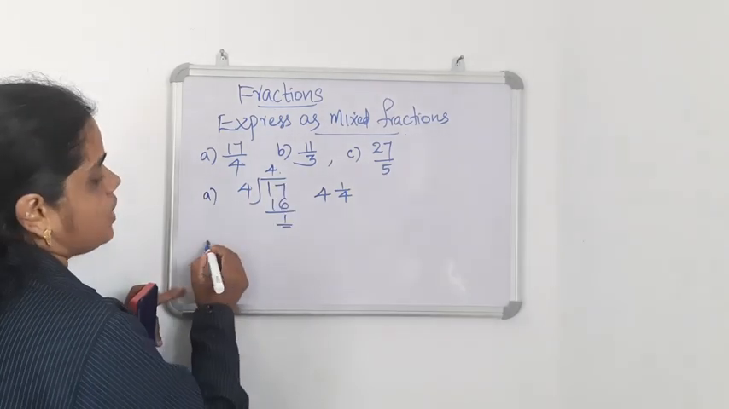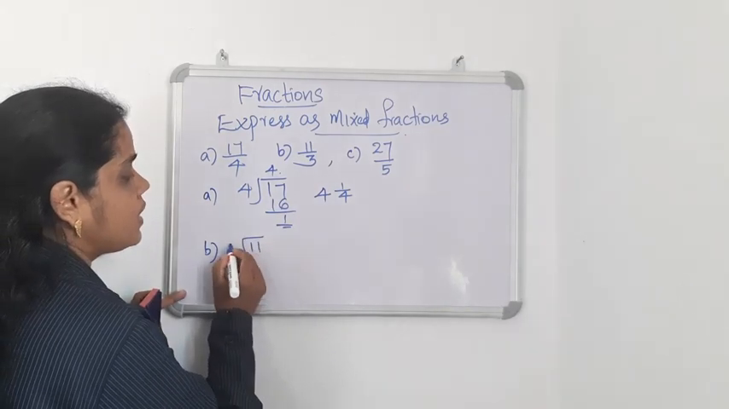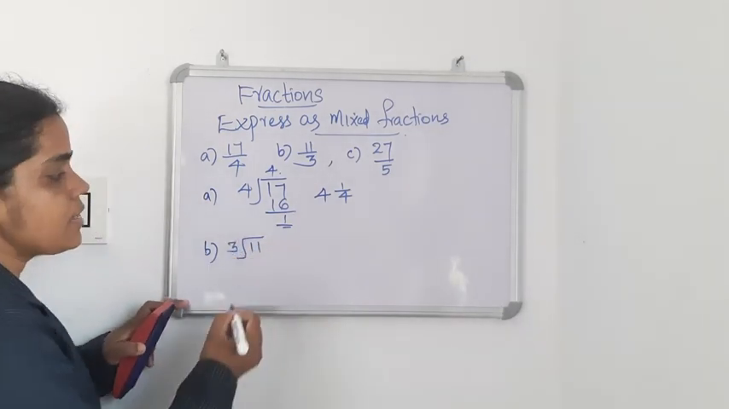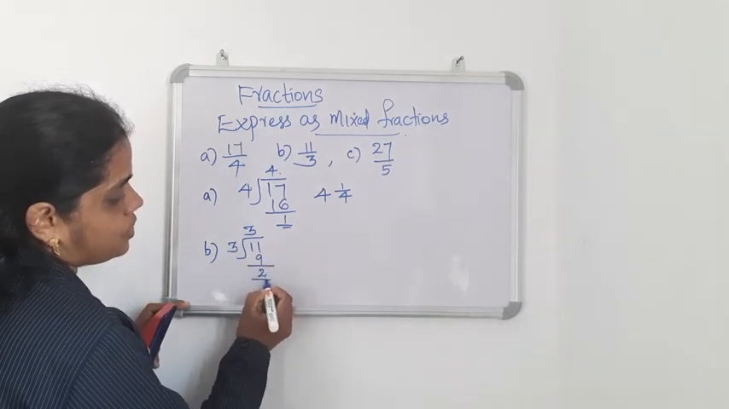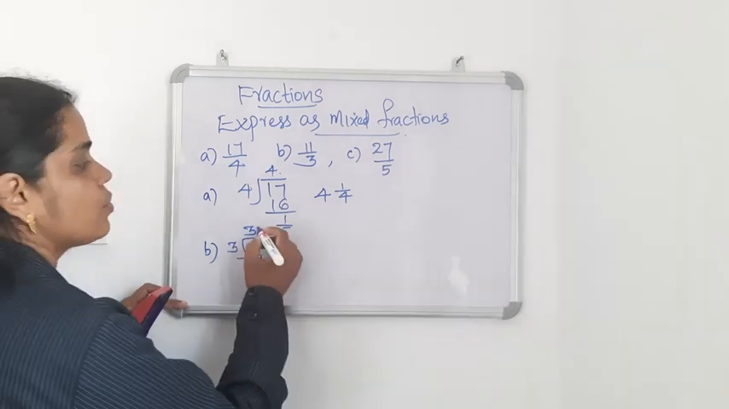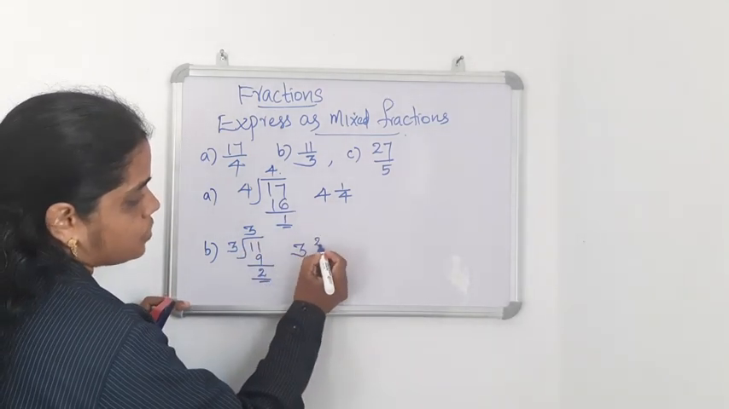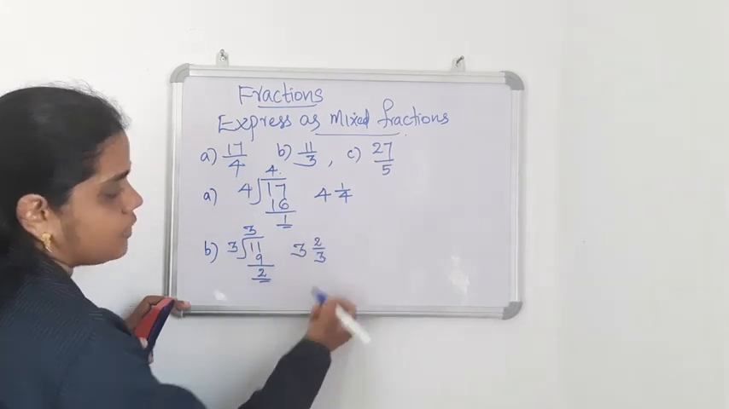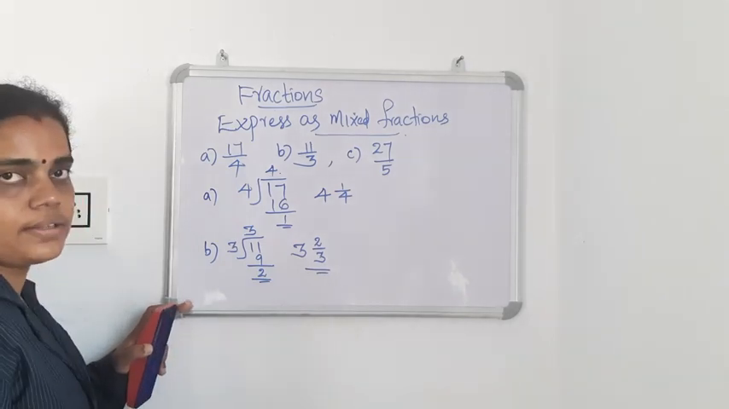Same way, B question, 11 by 3. We divide 11 by 3. 3 3s are 9, remainder is 2. So how can we write this as a mixed fraction? This is the quotient, no? So this is the whole number, and the remainder is 2, and we divide it by 3. So the answer is 3, 2 by 3.